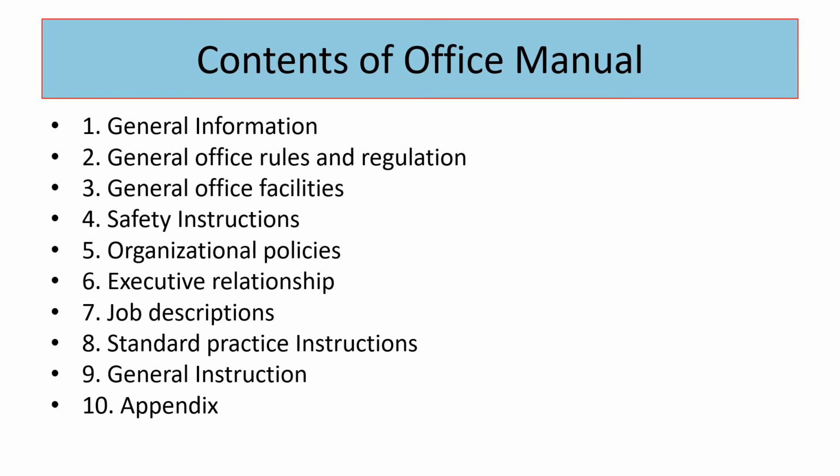And the last content of the office manual is the appendix. These contents are the various forms, like specimen forms, the forms used by the different departments of the office. So these were the various contents of the office manual.